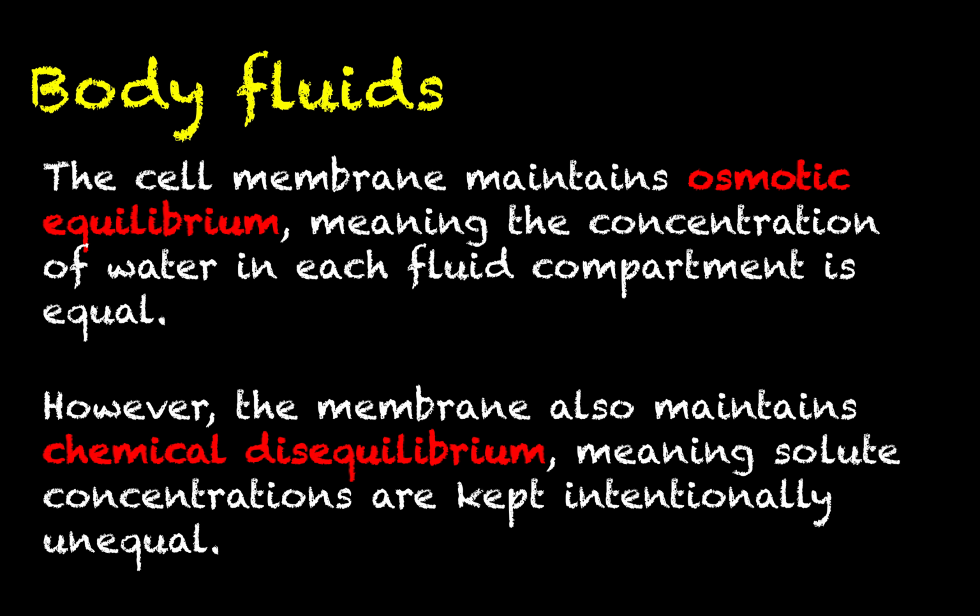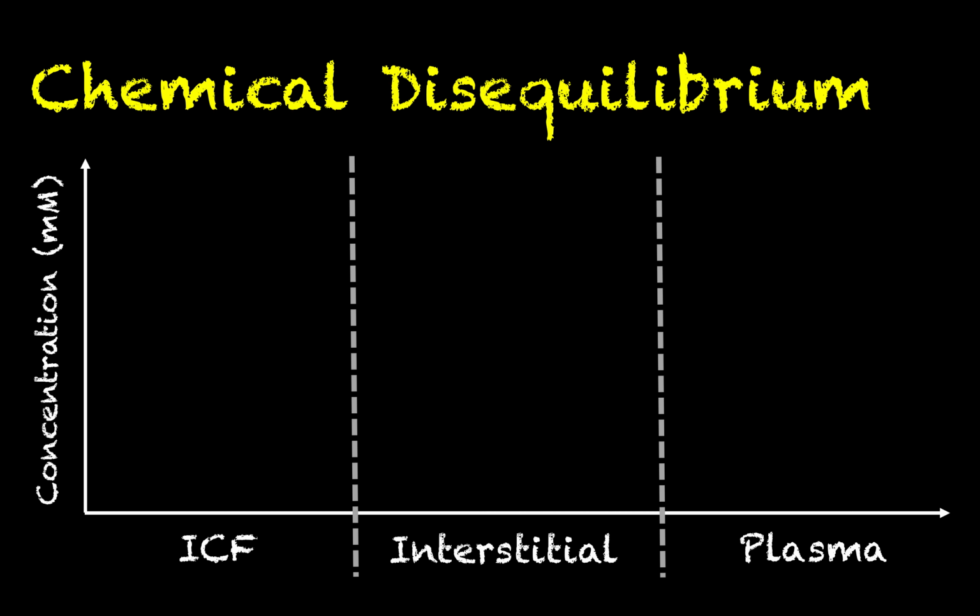It maintains chemical disequilibrium. What we mean by this is that solute concentrations, things like sodium and potassium and glucose, things of that nature, they are kept intentionally unequal. We do not want those things to ever get to the point where they are in equilibrium, where the concentration of sodium is exactly the same in the intracellular compartment and the extracellular compartment. To give you the idea of what the reality of chemical disequilibrium is, let's graph out some of the relative concentrations of some important solutes in the different bodily fluids.